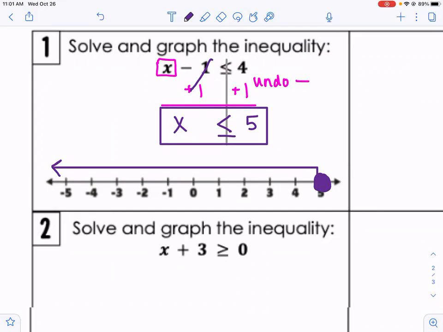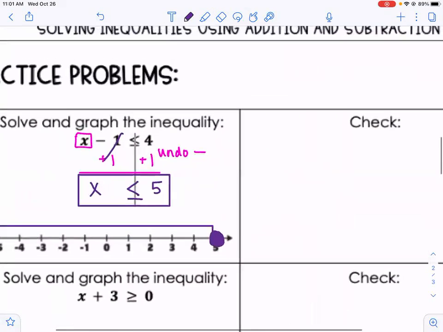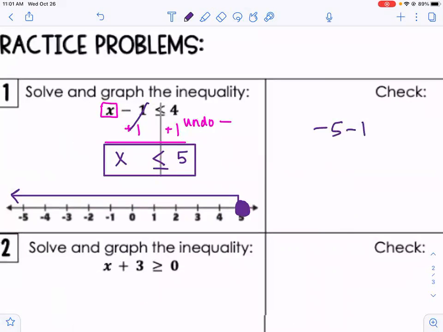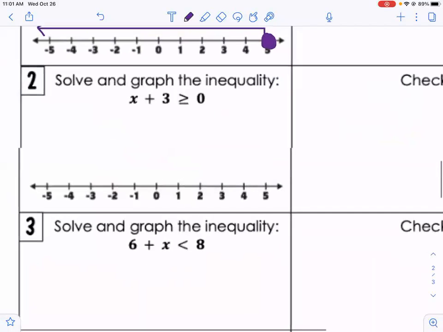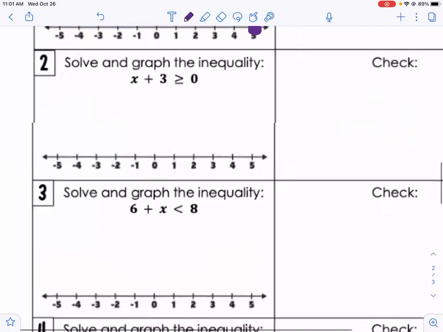Okay, so let's pick a number in our graph. -5. If we put in -5 minus 1, is that less than or equal to 4? Well, what's -5 minus 1? -6. Is -6 less than or equal to 4? Yes, it is. Okay, you try 2 and 3.